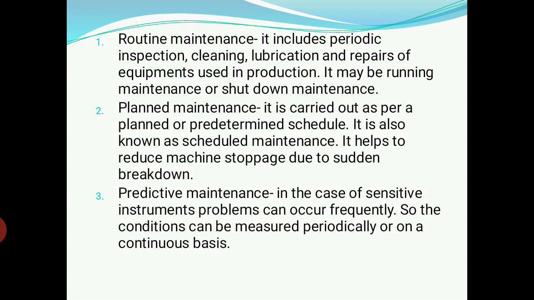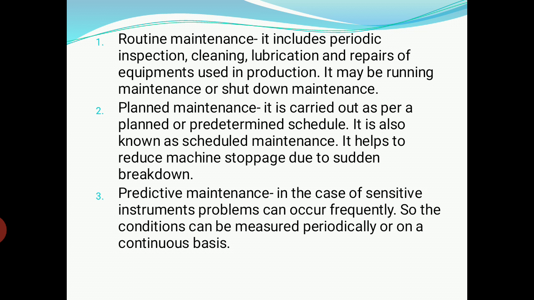The third one is predictive maintenance. Predictive means beforehand you come to know something. In the case of sensitive instruments, problems can occur frequently. We all know this, right? So the conditions can be measured periodically or on a continuous basis. If the functioning of the machine is sensitive enough, we can plan beforehand, before the occurrence. Periodically means after a time gap, and continuous basis means on a daily basis, or whatever the requirement may be.